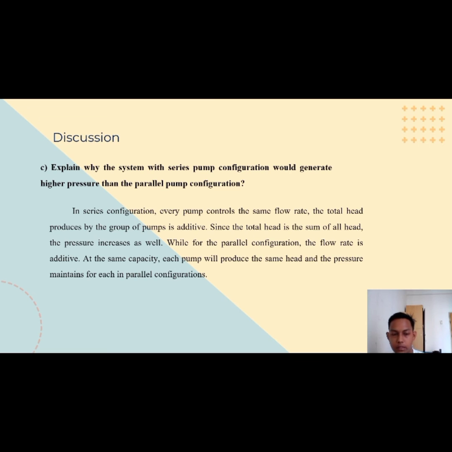The last question is to explain why the system with series pump configuration would generate higher pressure than the parallel pump configuration. So in series configuration, every pump handles the same flow rate. The total head produced by the group of pumps is additive. Since the total head is the sum of all heads, the pressure increases as well. While in the parallel configuration, the flow rate is additive. At the same capacity, each pump will produce the same head and the pressure is maintained for each in parallel configurations.